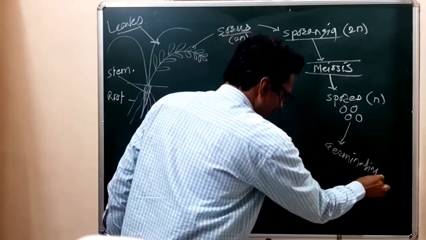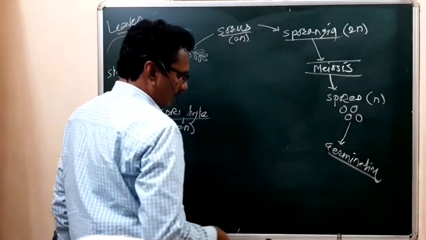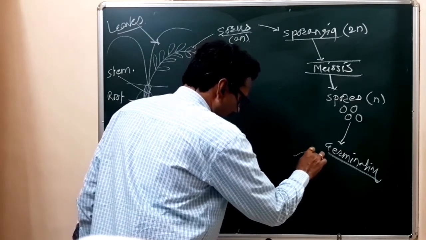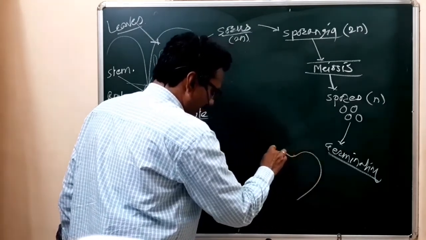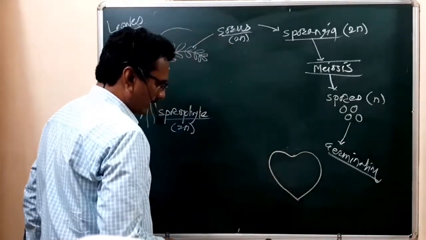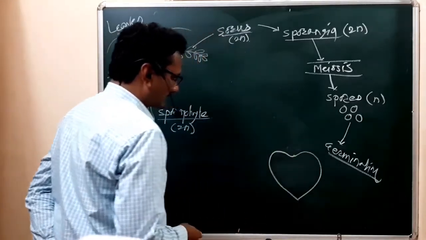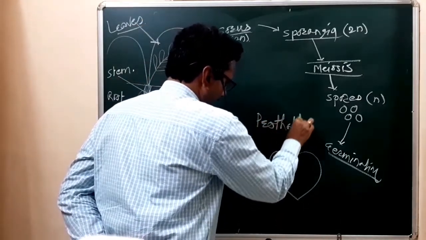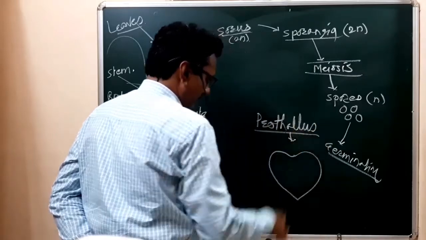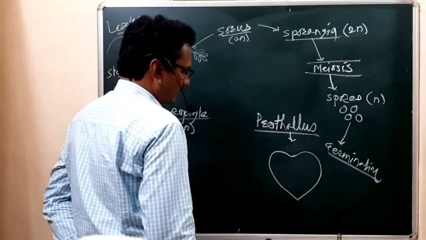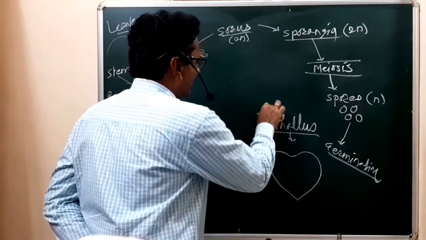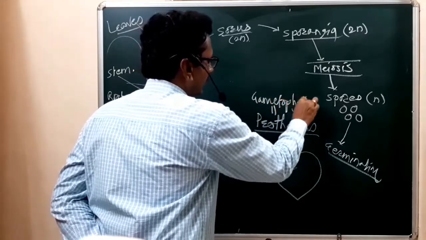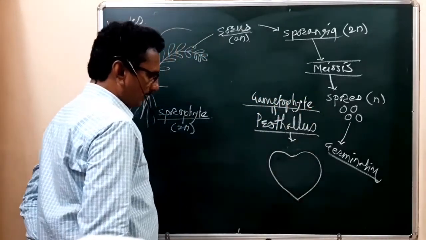Okay, germination of these haploid spores. What happens, students? What do they develop? They produce a heart-shaped prothallus. This is the prothallus. This prothallus is also called a gametophyte, a gamete-bearing structure.